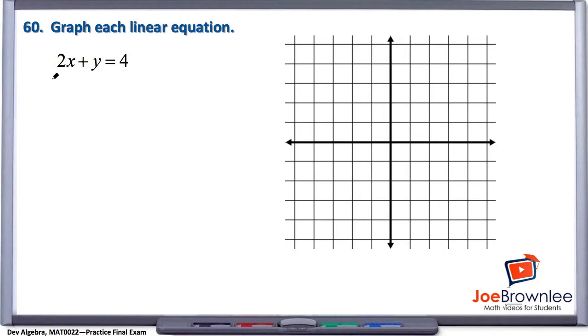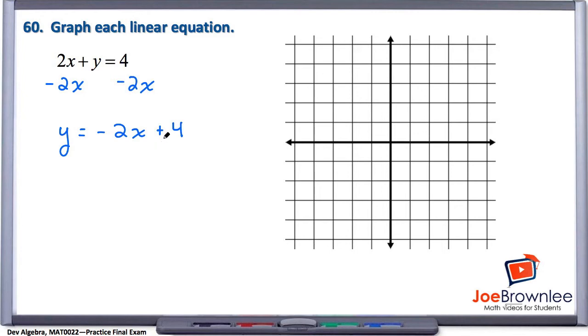And in this case, it's only a one-step process, because to solve for y, meaning get y all by itself, all we have to do is subtract 2x from both sides, and that gives us y equals negative 2x plus 4. And we can see here that now we're in y equals mx plus b.